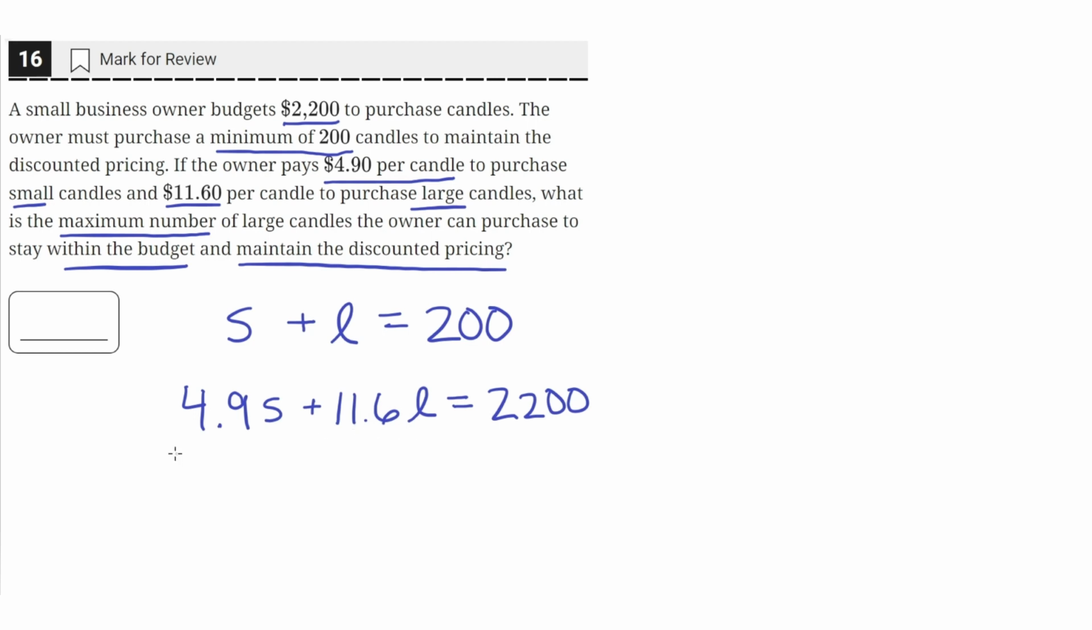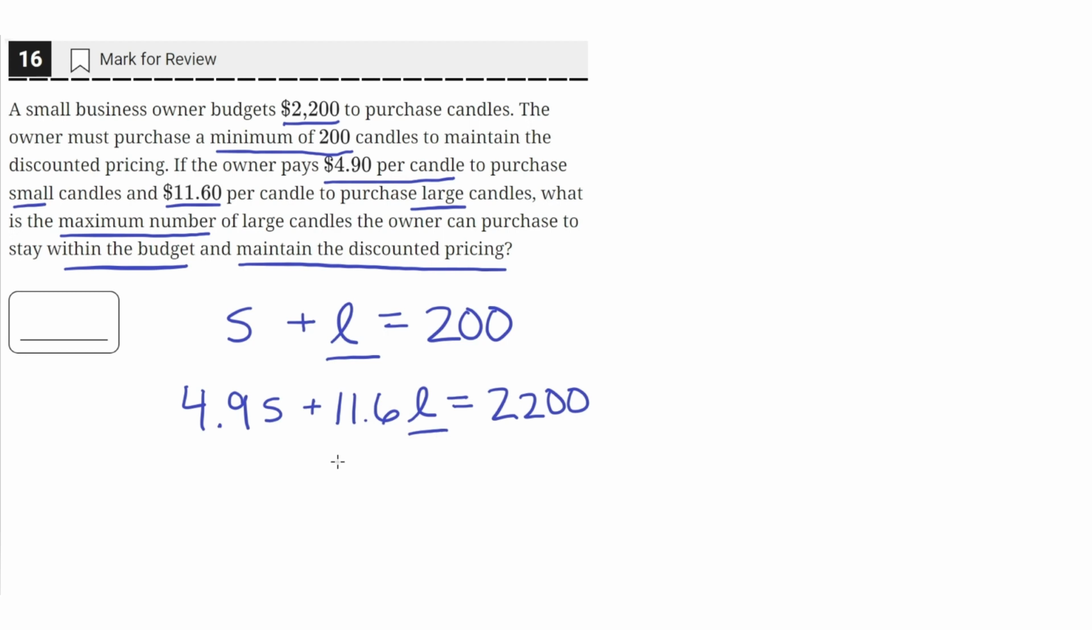Okay, so these two equations represent the scenario that we want only 200 candles and we will spend 2,200. So this will give us the total. So when we solve for L here for the number of large candles, this will give us the number of large candles needed to just barely add up to 200 total candles, and for the cost to be just at 2,200. So this will give us the maximum number of large candles.